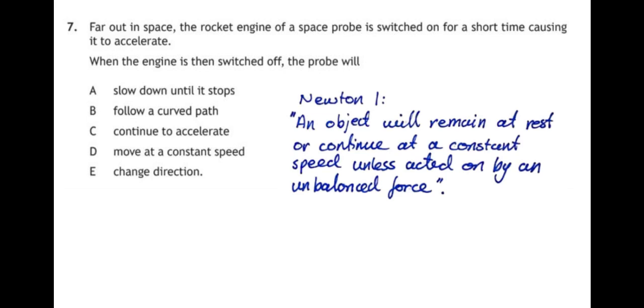Now, when the rocket engine is turned off, because it's in space, there is no friction acting on it, therefore there is no force acting on the rocket at all. Since there is no force acting on it, there is no unbalanced force acting on it, therefore it will remain at rest or continue at a constant speed. Therefore, answer B, move at a constant speed.